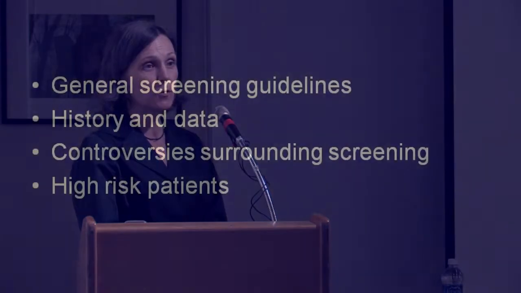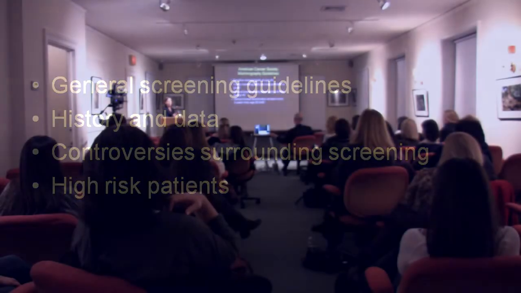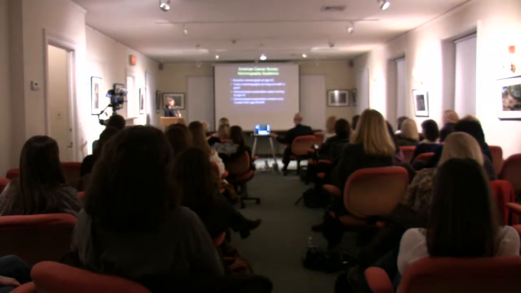What I decided to do when I was putting this together is to talk a little bit about some of the general screening guidelines that exist, then talk about the history of it and the data as to why we got here, then really talk quite a bit about the controversies, because I think there are a number of controversies that have arisen in the last year or two. Then I want to focus on some high-risk patients and how we screen them and what's different about it. This is where the math comes in.